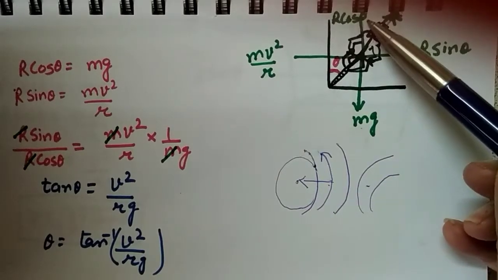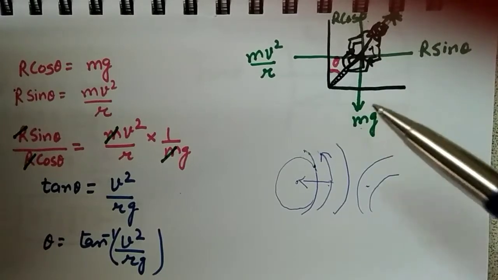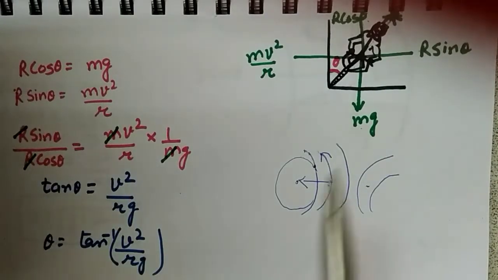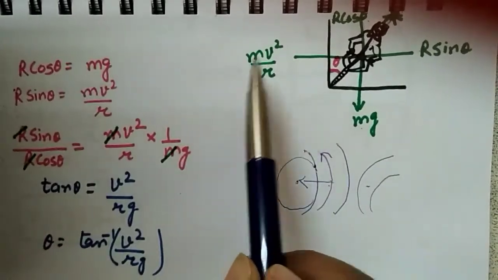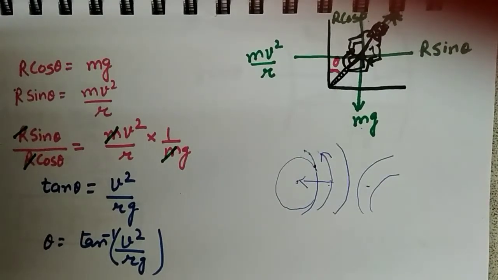See here, R cos theta is balanced by weight mg. They are exactly opposite to each other. So we will say R cos theta is equal to mg. Similarly, R sin theta and mv square by r are balancing each other. So we will say R sin theta is equal to mv square upon r.